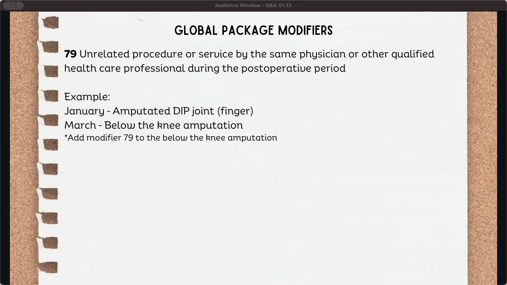So they are going to append the modifier 79 to the amputation to be able to say, yes, we know that we did the amputation in January. We know that it has a 90-day global period. I know I'm the same provider. I'm going in to do another surgical procedure, but I need to show that this is unrelated, and the amputation of the DIP joint of the finger had no impact and is not the reason that we're having to do the below the knee amputation. So you would append your modifier 79 to your BKA that's unrelated to your finger amputation.